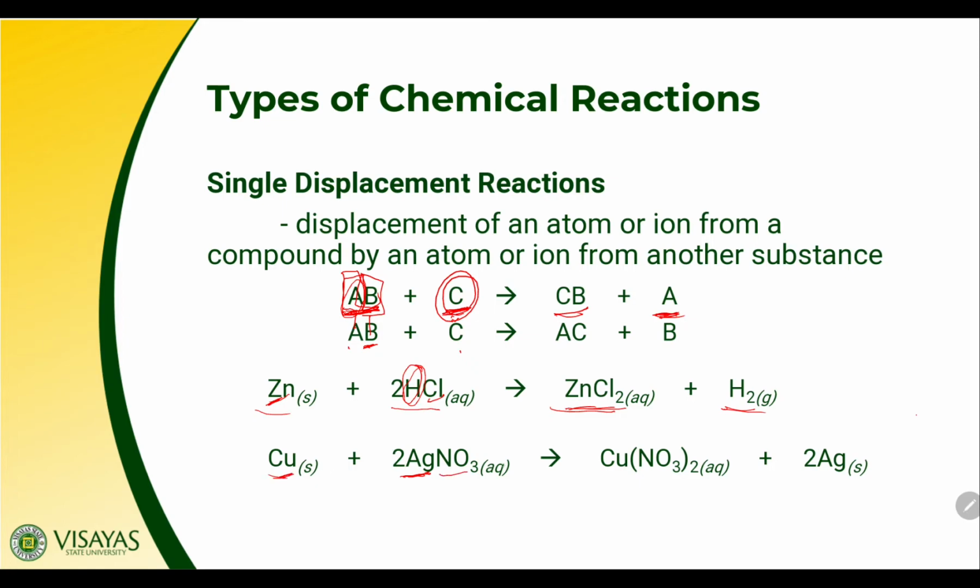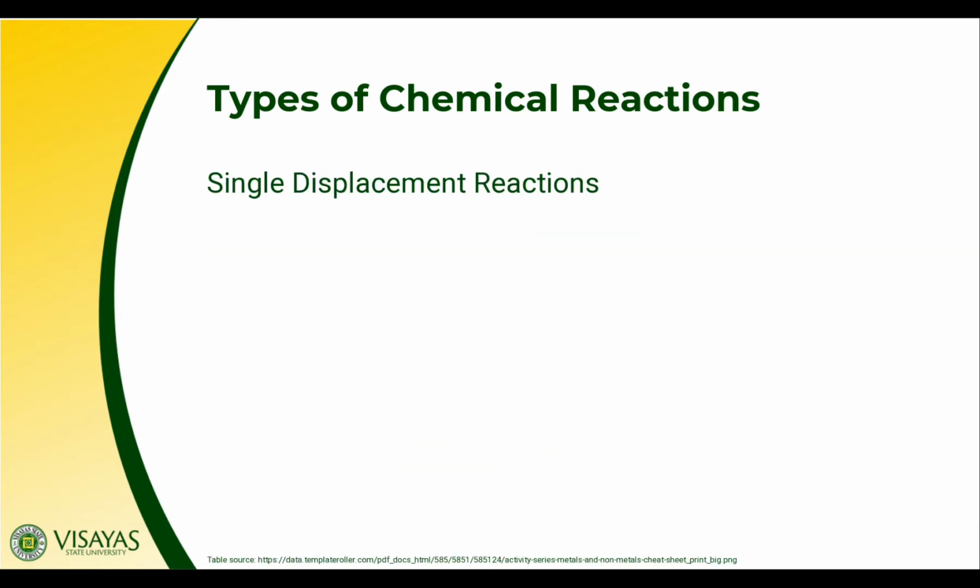So copper combines with nitrate to form copper nitrate, and silver is being displaced to form a precipitate or silver solid. Another example here, we have chlorine gas, which is reacted with potassium iodide to form potassium chloride and iodine. In this case, the iodine is being displaced by chlorine to form potassium chloride. Iodine is being displaced to form a precipitate or a solid iodine. So these are examples of single displacement reactions.